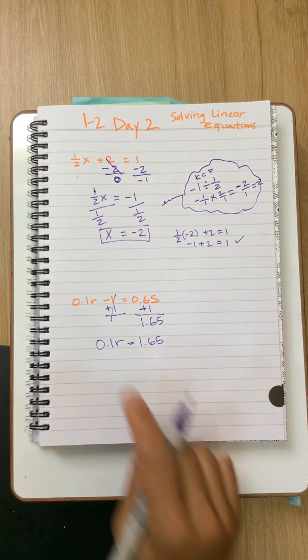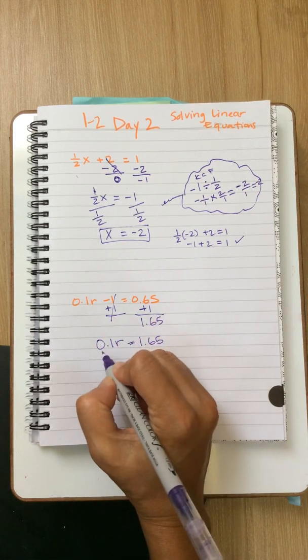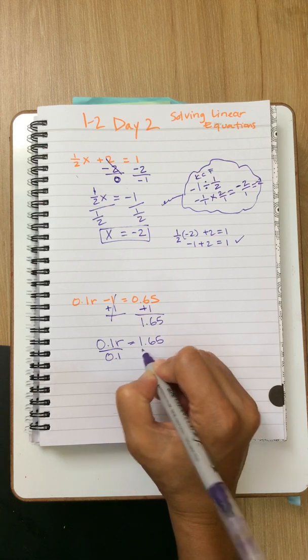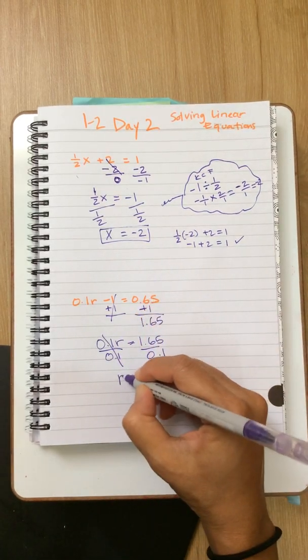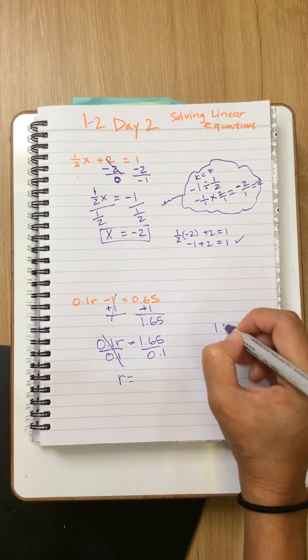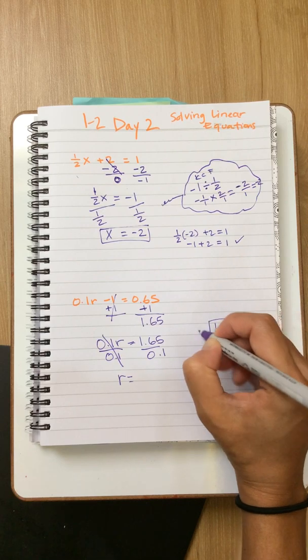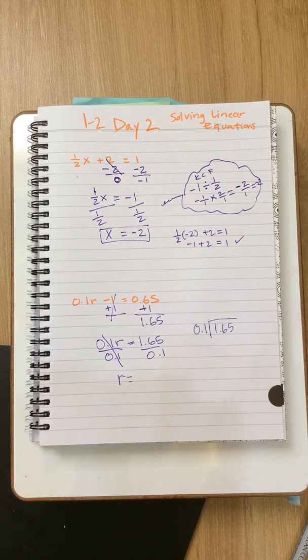Okay, now to solve for r, I need to get rid of this 0.1. What is the opposite of multiplying by 0.1? Well, we have to divide by 0.1. The inverse operation. That goes away. We just have r over here. Now I'm figuring out 1.65 divided by 0.1. So how many 0.1s are in 1.65?